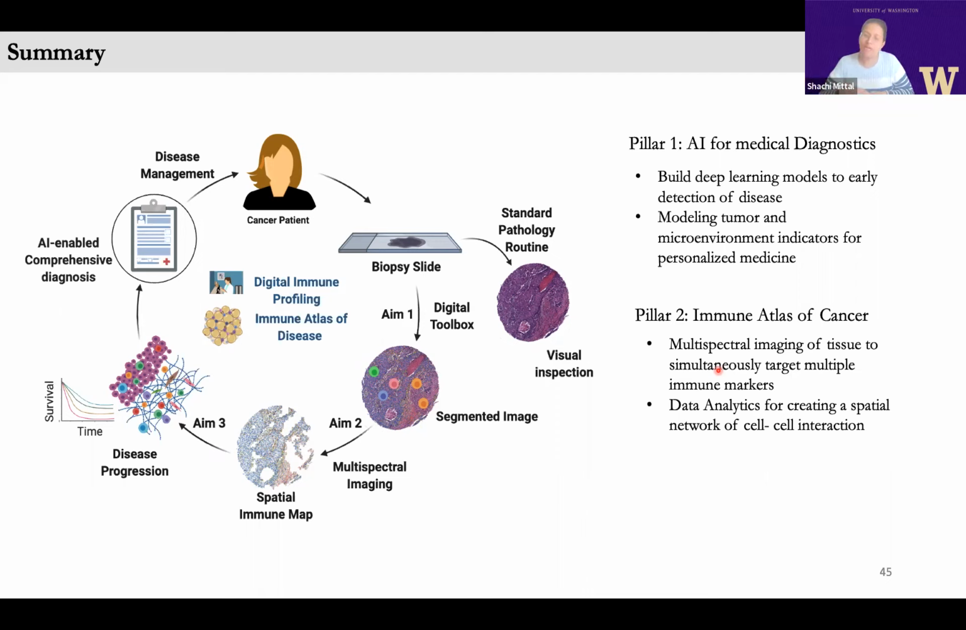And the second pillar of the lab is to profile the immune system around the cancer cells by targeting multiple biomarkers. That's where we do assay development and imaging, and second, complementing that with the analytical backbone, which is where we do image segmentation, cell segmentation, and deep learning.